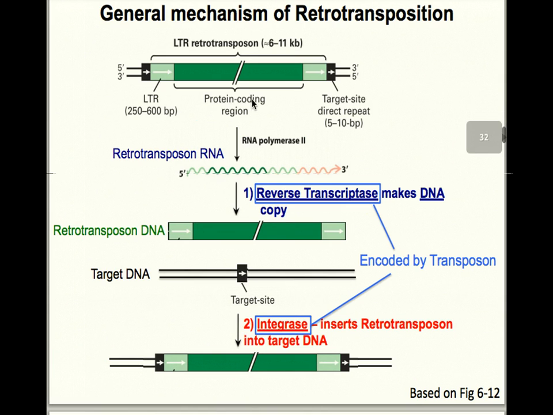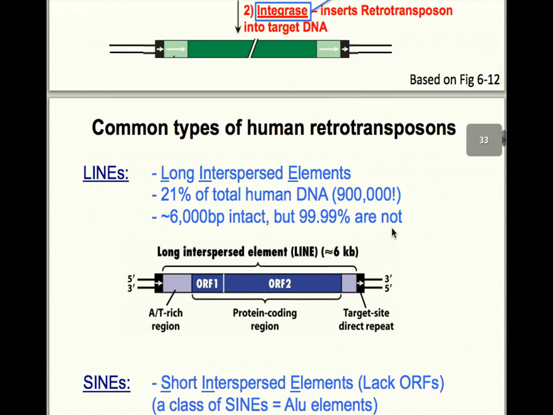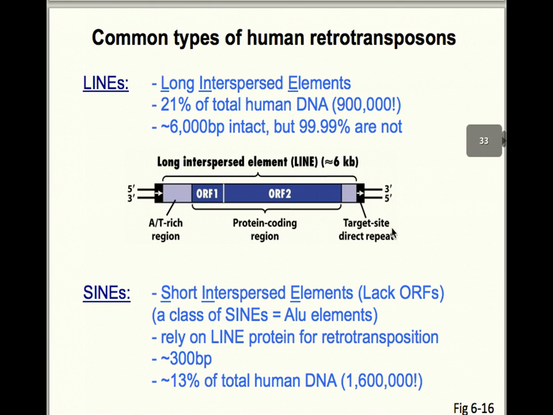So this gene just gets transcribed by RNA polymerase. We're going to talk more about transcription later in the course. But then the protein that this gene codes for makes this RNA back into DNA, and the other protein that the gene encodes inserts it somewhere else in the genome. So these actually get copied and pasted throughout the genome.